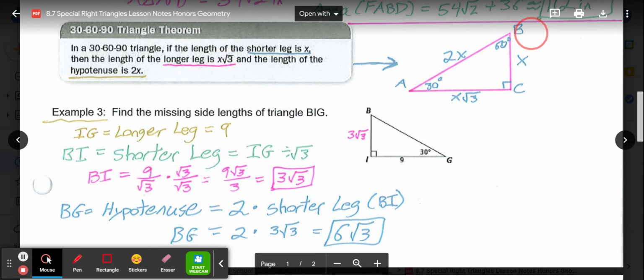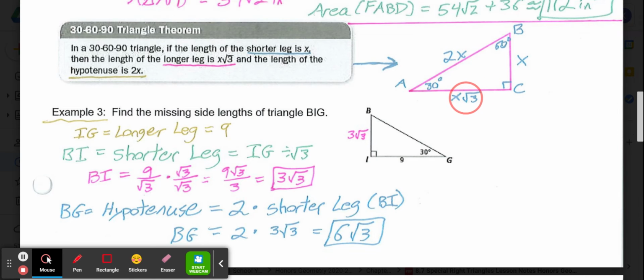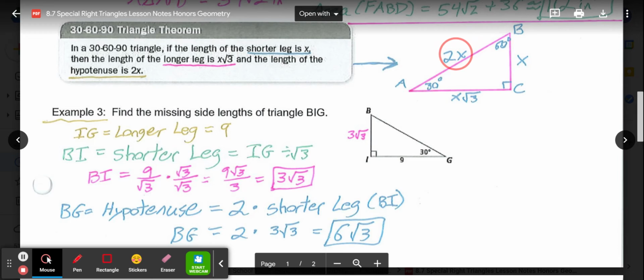So if we draw an image of that, triangle ABC here, if angle A is 30 degrees, side BC would be my shorter leg, opposite that. So BC would simply be x. AC is my longer leg, so that is whatever the shorter leg is, x, multiplied by square root of 3. And AB is my hypotenuse, so that would be 2 multiplied by my shorter leg of x. So there is our rule, our theorem for special right triangles in an image. So we have our shorter leg, multiply that by square root of 3 to get the longer leg, and then to get the hypotenuse, it's 2 multiplied by the shorter leg.